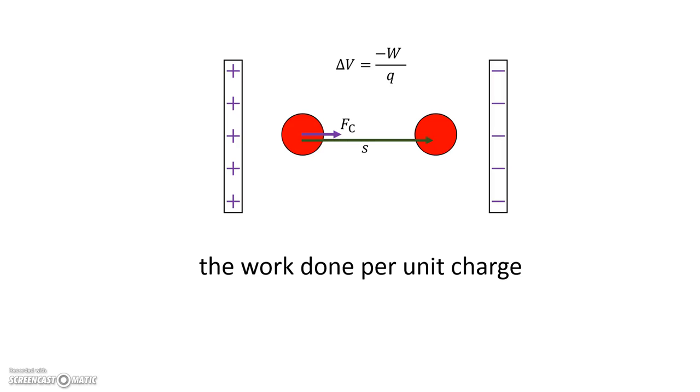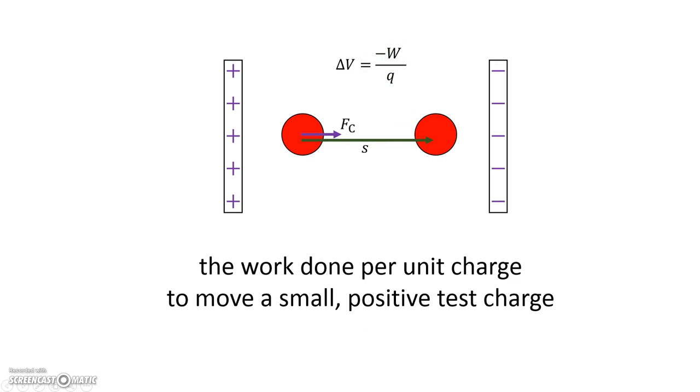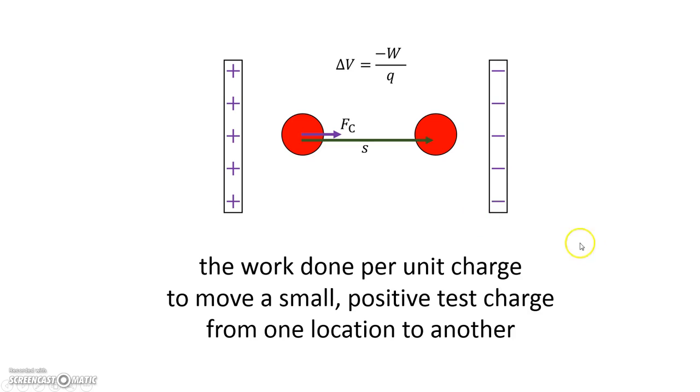This is exactly how we define potential difference, in fact. We define it as the work done, that's W, per unit charge, to move a small positive test charge from one location to another. You'll notice that we're being a little careless here. We're not describing negative, and we're not saying it's the work done by the field, but that's okay. This definition is sufficient.